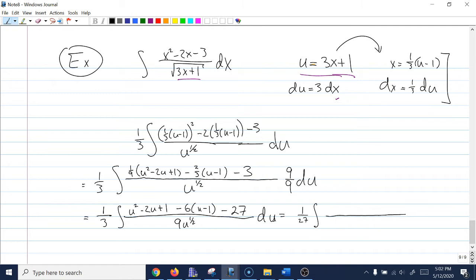I got u to the 1/2 on bottom. And on top I have u squared minus 2u minus 6u will be minus 8u. Plus 1 plus 6 is 7. Minus 27 is minus 20. All right.